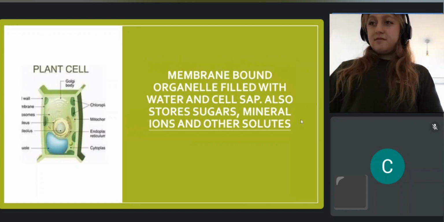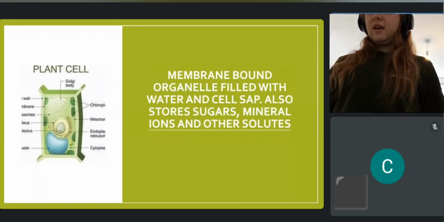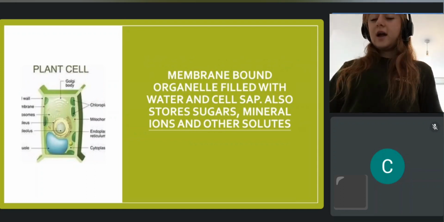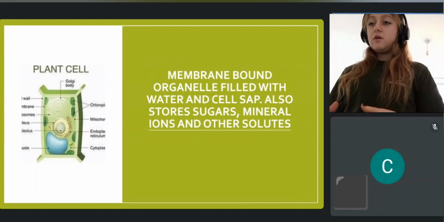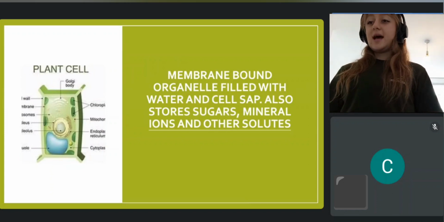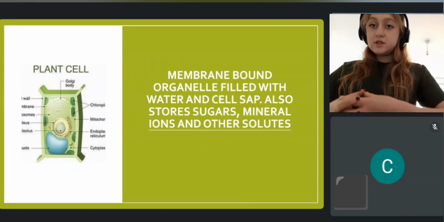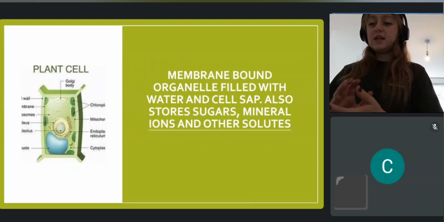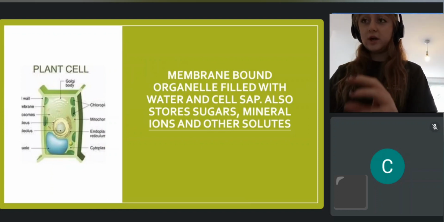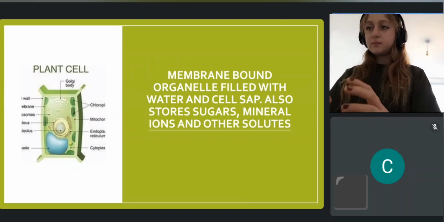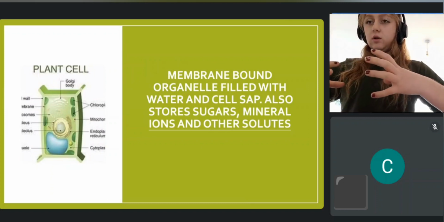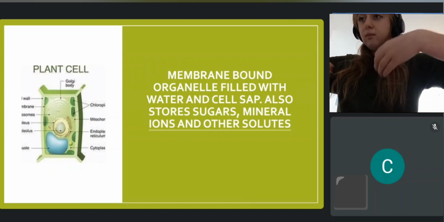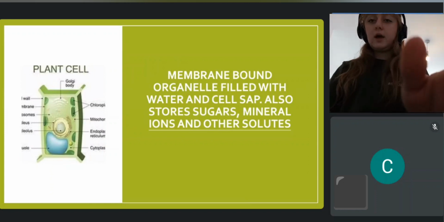Next, we have the vacuole. The vacuole is like this sac filled with water and cell sap, which is found in plant cells. And they keep the cell turgid, which means it stops the cell from bursting when it's so full of water. So the vacuole will swell and it will stop more water coming in to the cell.